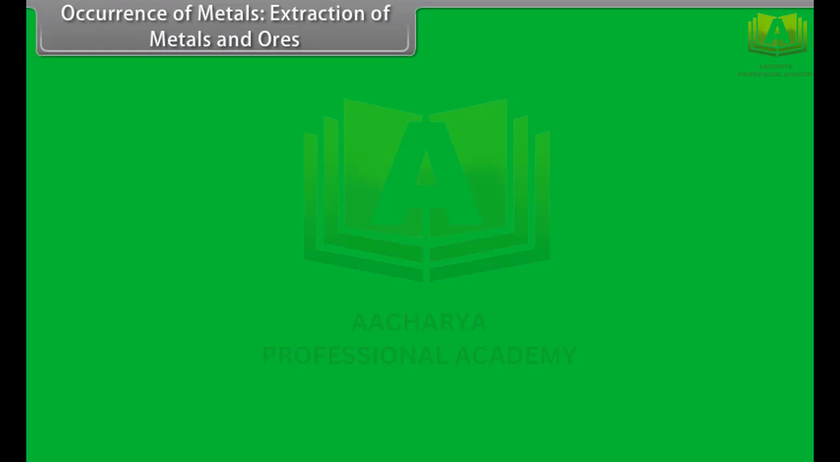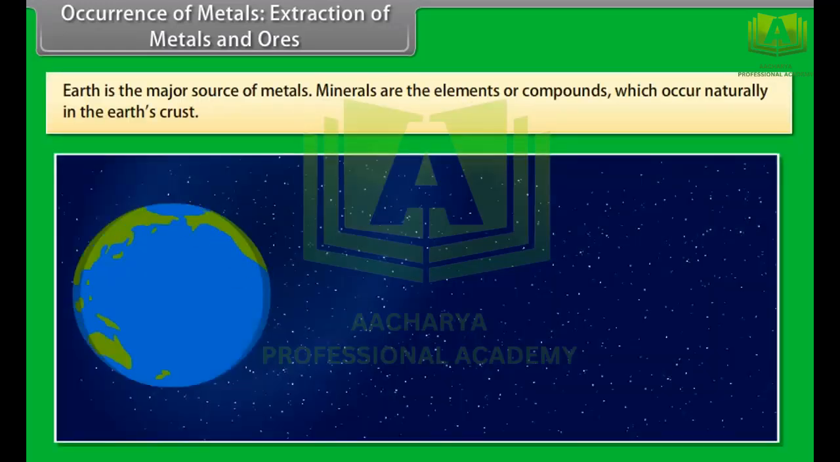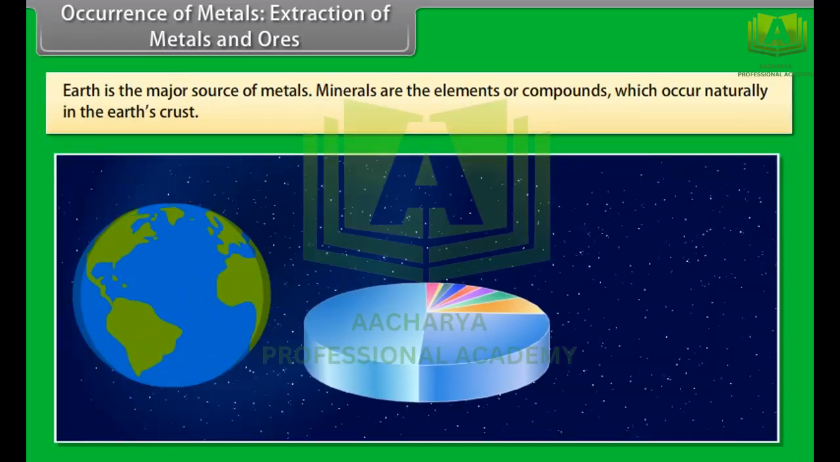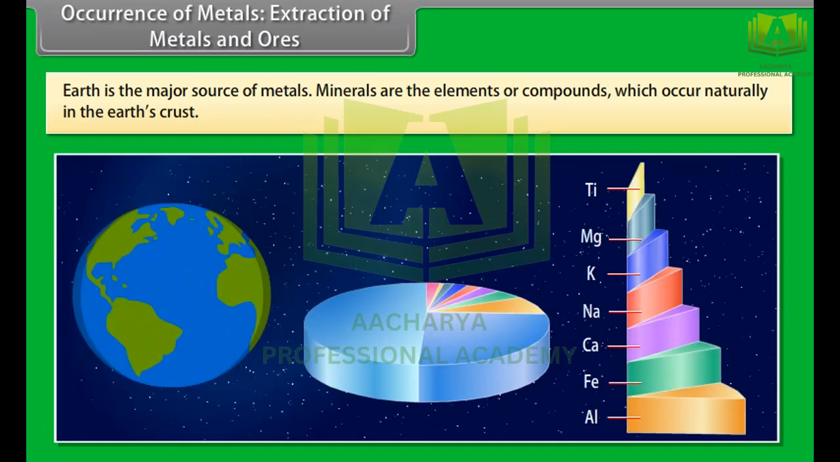Occurrence of metals. Extraction of metals and ores. Earth is the major source of metals. However, seawater also contains some soluble salts. Minerals are the elements or compounds which occur naturally in the Earth's crust. Sometimes minerals contain a very high percentage of a metal. This metal can be extracted from it. Such minerals are called ores.